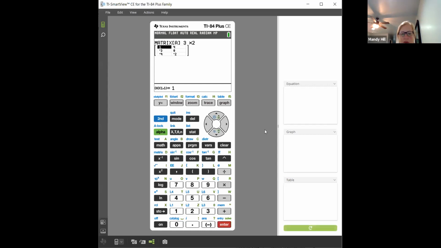Okay, the next thing I need to do is type in matrix D. So I'm going to go second matrix, and I'm going to go over to edit. Now, this is where people make a lot of mistakes, because they just go over to edit and hit enter, and they end up typing over the matrix A that they just typed in. Make sure you scroll down to get B. And this is also a 3 by 2.